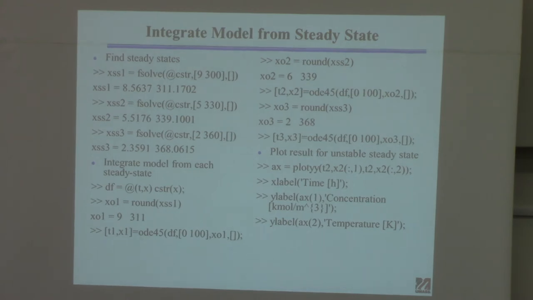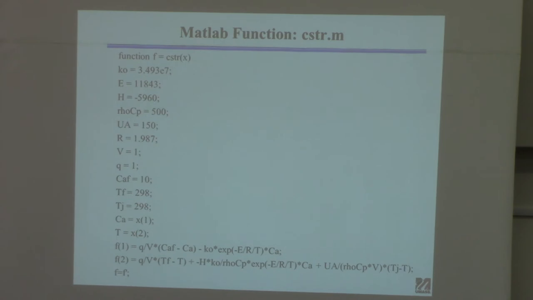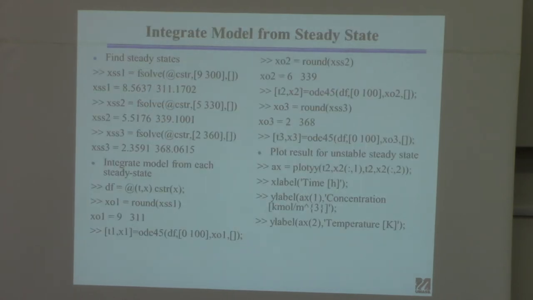That's really weird. So I don't know, is that the right H? Is H minus 960? It seems like it should be a lot bigger than that. Or is that what I gave you? Minus 5960. So that's probably screwing things up.